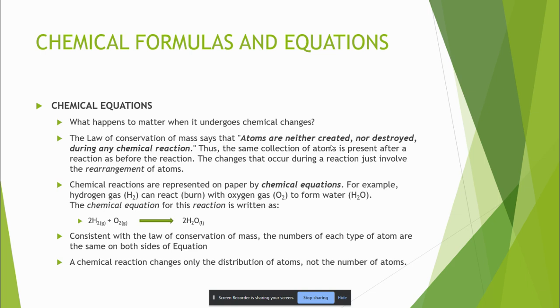That's just the idea. Consistent with the law of conservation of mass, the number of each type of atom is the same on both sides of the equation. That's a fact you need to note. The chemical reaction changes only the distribution of atoms, not the number of atoms, the distribution, the arrangement. Let's note that.